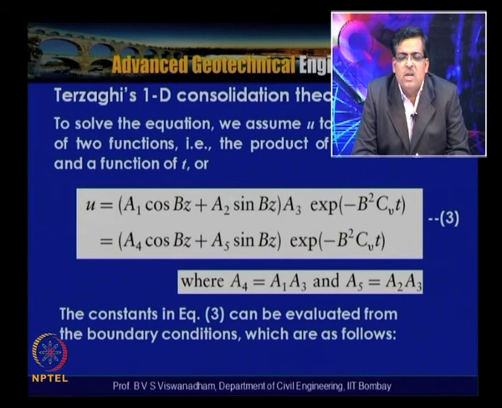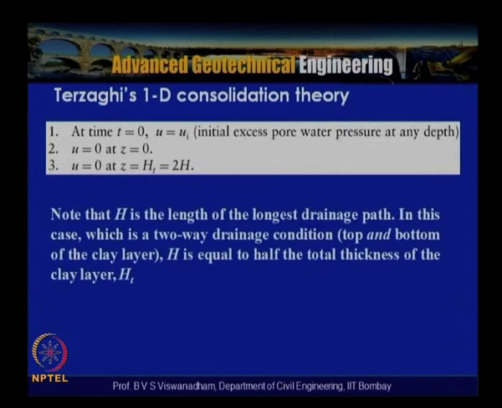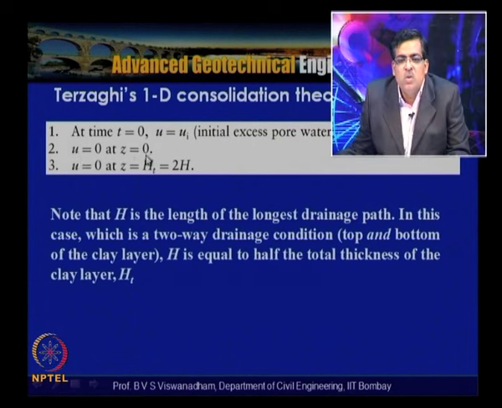So by considering the proper boundary conditions, this can be solved. At time t equal to 0, u is equal to ui, meaning that at the moment the load has been applied instantaneously, the initial excess pore water pressure at any depth is taken. At z equal to 0, u is equal to 0, and at z equal to 2H, the bottom of the clay layer, the pore water pressure is again 0, the increase in pore water pressure is 0.